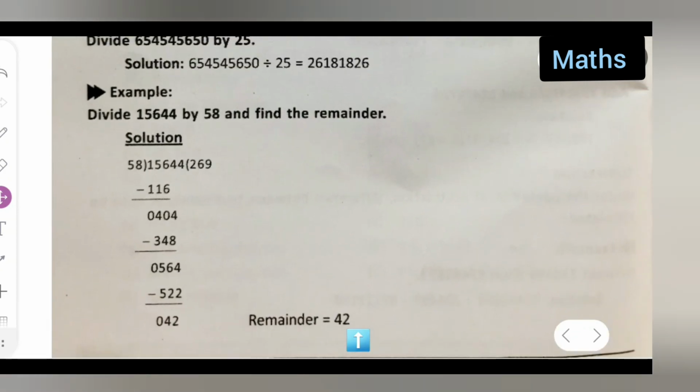So I hope you all have understood this chapter 2. Okay, if you have not understood how to add, multiply, subtract or divide, you can comment below. I will be explaining to you how to divide and all.